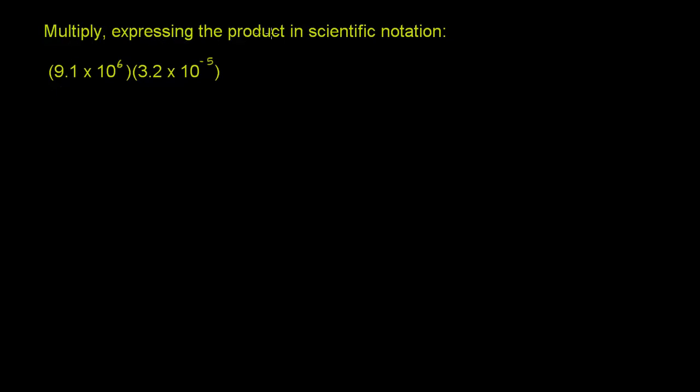Multiply, expressing the product in scientific notation. So let's multiply first, and then let's try to get what we have in scientific notation. Actually, before we do that, let's remember what it means to be in scientific notation. Each of these numbers right here is in scientific notation.